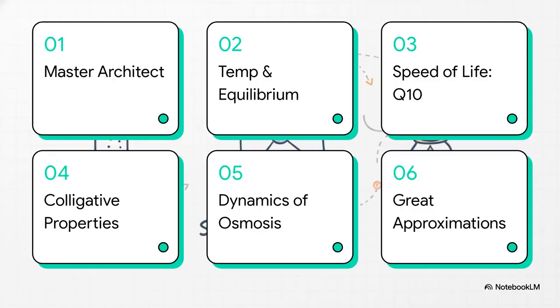Here is our roadmap for today's explainer. 1. Master architect of chemistry. 2. The dance of temperature and equilibrium. 3. The speed of life. 4. Colligative properties. 5. Gas dynamics of osmosis. And finally 6. The great approximations.